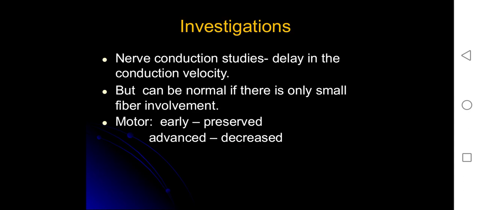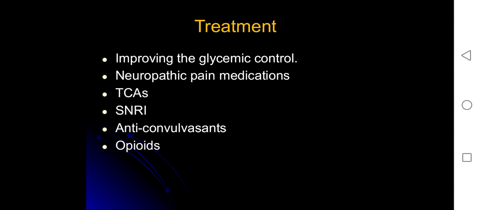Then investigation, nerve conduction studies may show delay in conduction velocity, but can be normal if there is only small fiber involvement. Motor is preserved early; in advanced stages, the motor pathway is also reduced. In treatment, the main modality for a patient with diabetic neuropathy is improving glycemic control with the use of diet, exercise, OHAs and insulin.